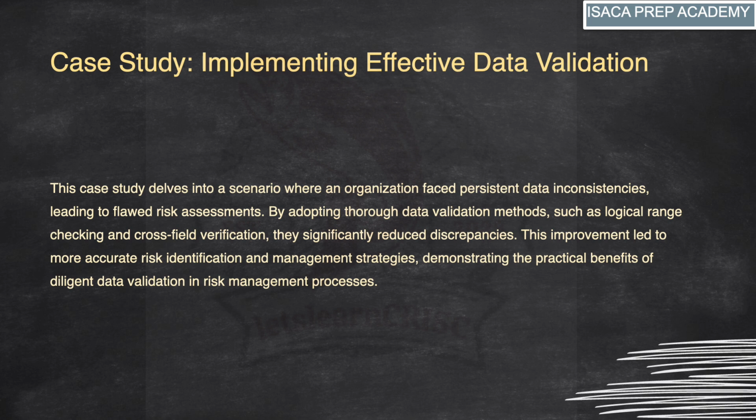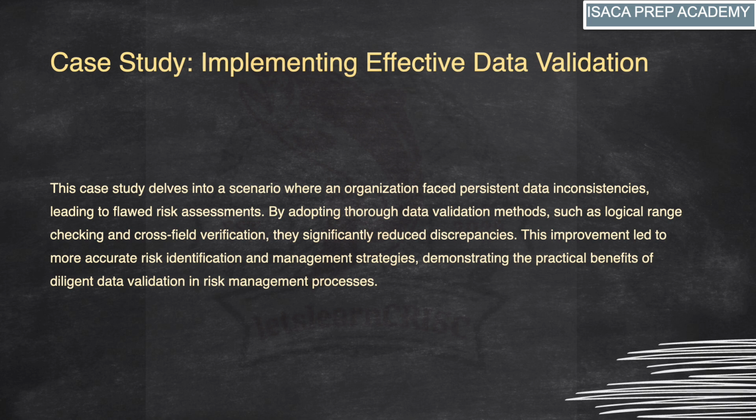Friends, logical range checking involved verifying that the data fell within expected and reasonable ranges. For example, ensuring that the date and time were correctly formatted and plausible, and that numerical values were within appropriate limits. And similarly, cross-field verification involves checking for logical consistency across different fields in the data set, such as confirming that the related data elements matched up correctly.